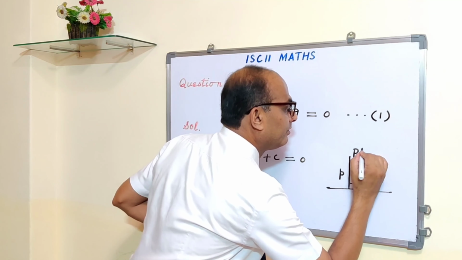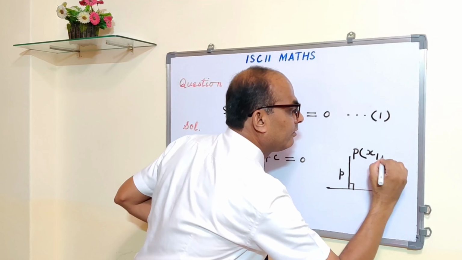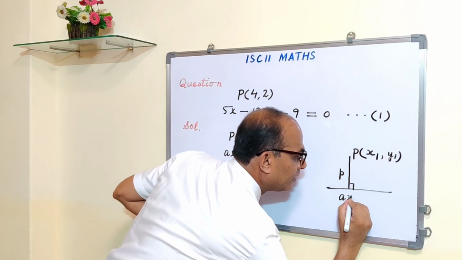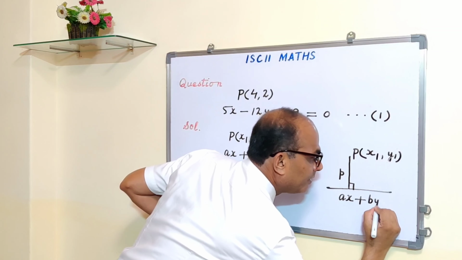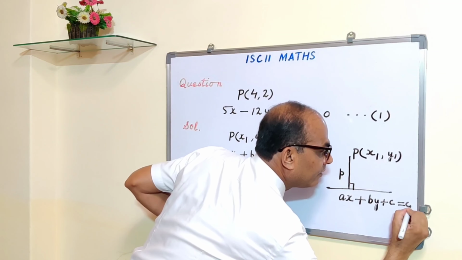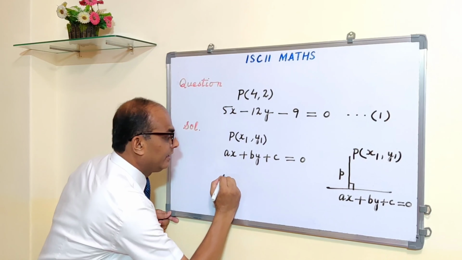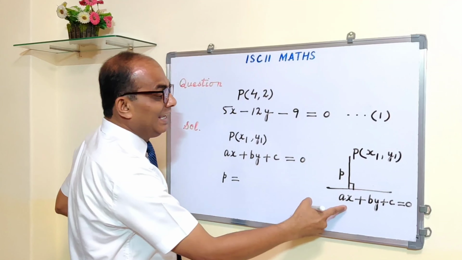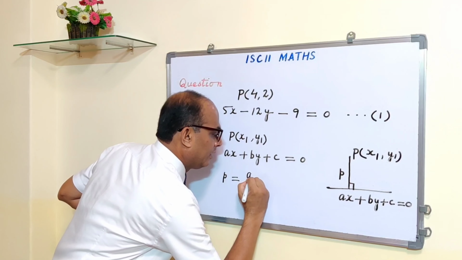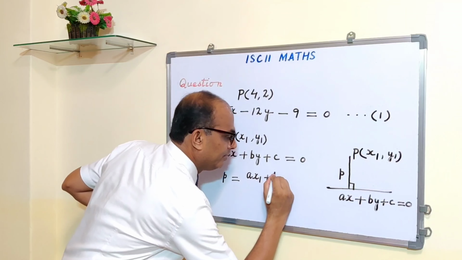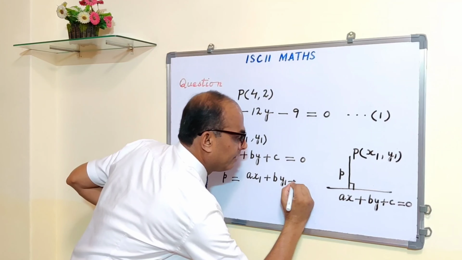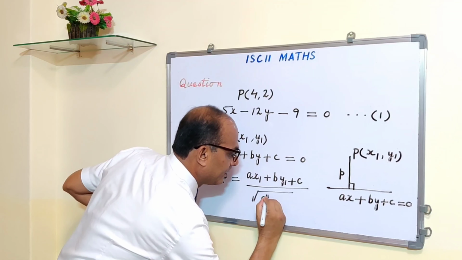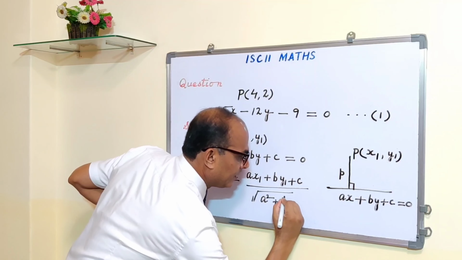the point is x1, y1, and the line is ax plus by plus c equal to 0. Then the formula is: small p, the length of the perpendicular, is equal to ax1 plus by1 plus c upon root a square plus b square. This is the formula.